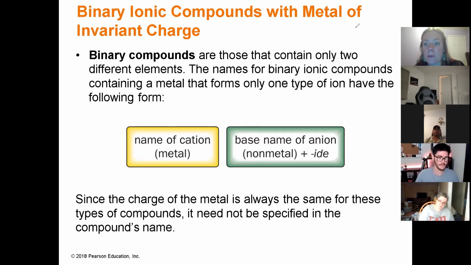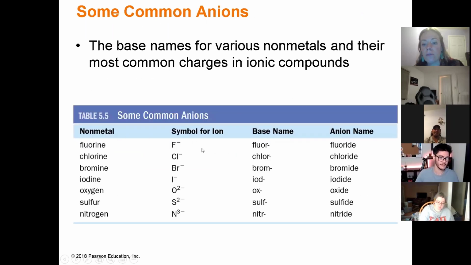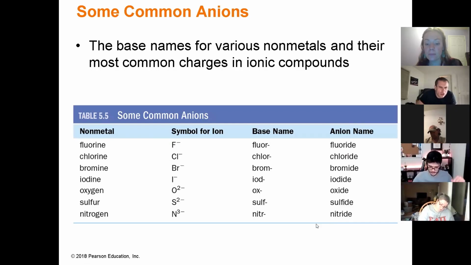Let's look at some of the base names for the nonmetals. So fluorine gets cut to fluor, or it would be fluoride. Chlorine gets cut to chlor, or it would be chloride. Bromide, iodide. I know that sounds weird, but it is iodide. Oxygen is not oxygenide. Okay, it's oxide. So we cut quite a bit of the oxygen off. Sulfur is sulfide and nitrogen is nitride.